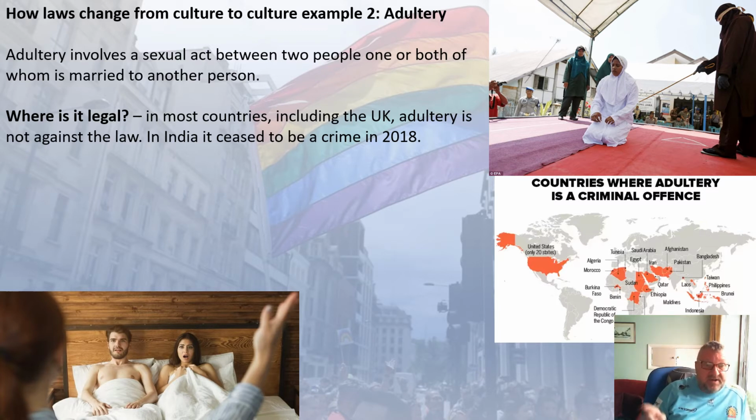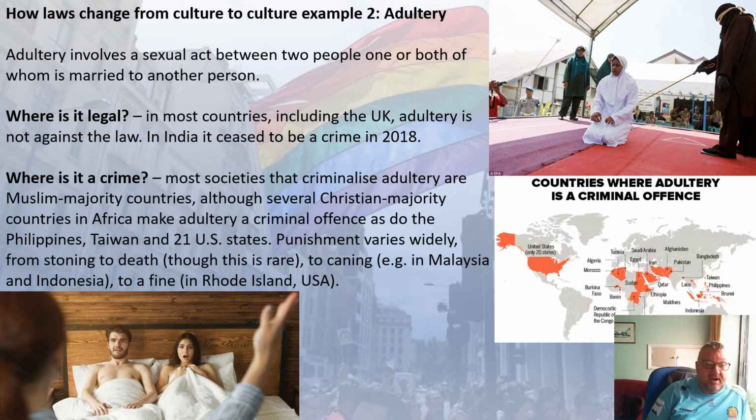In India, it only became legal in 2018. So prior to 2018, it was illegal. But in most countries, it's not against the law. However, there are some countries where adultery is criminalised, mainly in Muslim majority countries, although there are several Christian majority countries in Africa which make adultery a criminal offence, as do the Philippines, Taiwan, and believe it or not, 21 US states. So in 21 of the 50 states of the US, adultery is illegal.